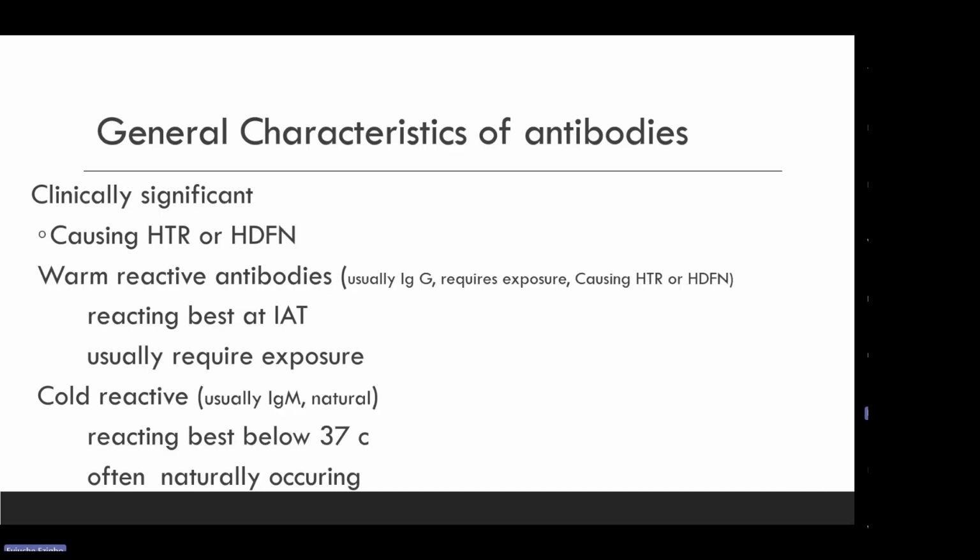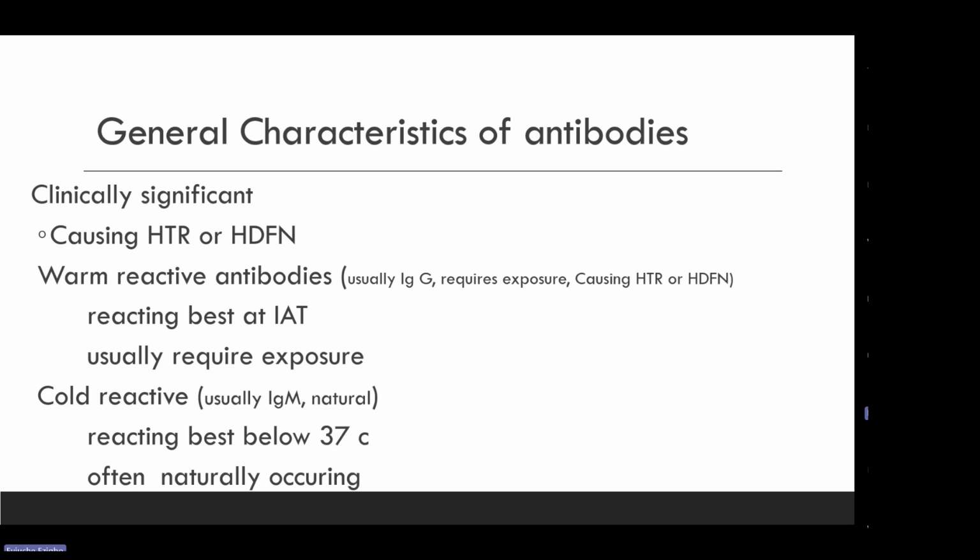So, general characteristics of these antibodies: generally clinically significant ones. Some of them cause hemolytic transfusion reaction or hemolytic disease of the newborn. Some are warm reactive antibodies, usually IgG. They require exposure, and they cause HTR and HDFN. They react best at indirect antiglobulin tests. Some of them are cold reactive, usually IgM, reacting best below 37 degrees, and often naturally occurring.